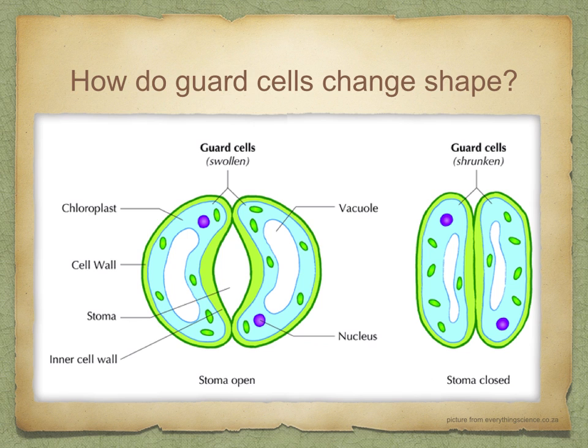Also notice in these guard cells how the inner cell wall is much thicker compared to the outside cell wall. So this allows for the guard cell to bend outwards.